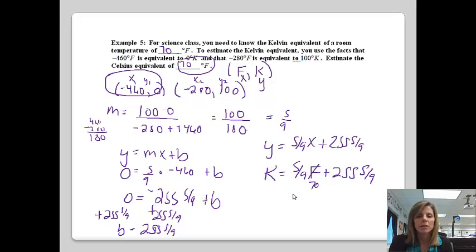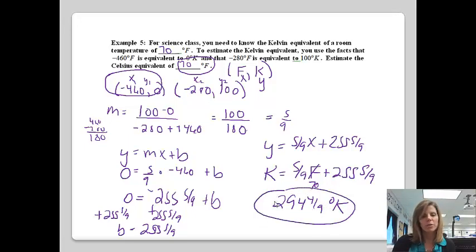Okay, so basically what we need to do is take 5/9 times 70 plus 255 and 5/9. And let me do that here. 5/9 times 70 plus 255 and 5/9, and I get 294 and 4/9 degrees Kelvin is what that answer would be. So there we go. So hopefully now you can write an equation of a line if you're given 2 points.